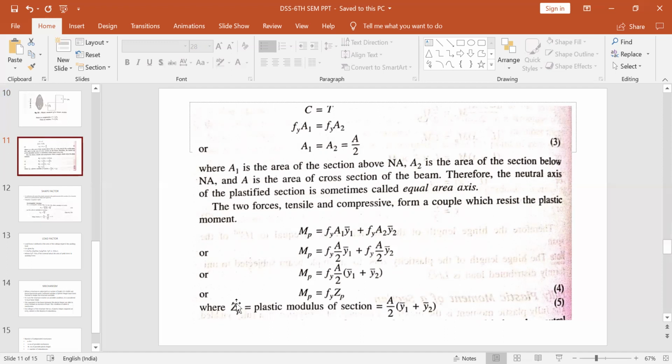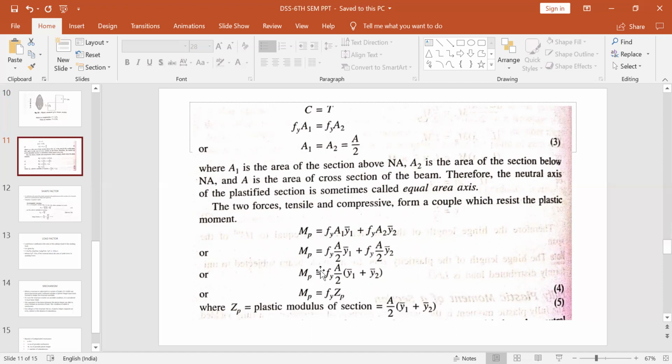So now for any material, you can find directly the plastic section modulus as Zp equal to A by 2 into Y1 bar plus Y2 bar. For that, for both the sections, you have to find the centroid. Above the neutral axis, what is that portion of area and what is its centroid? Below the plastic neutral axis, that portion of area into its centroid. And area A will be known for the entire section. So this is the direct formula for finding the plastic section modulus.